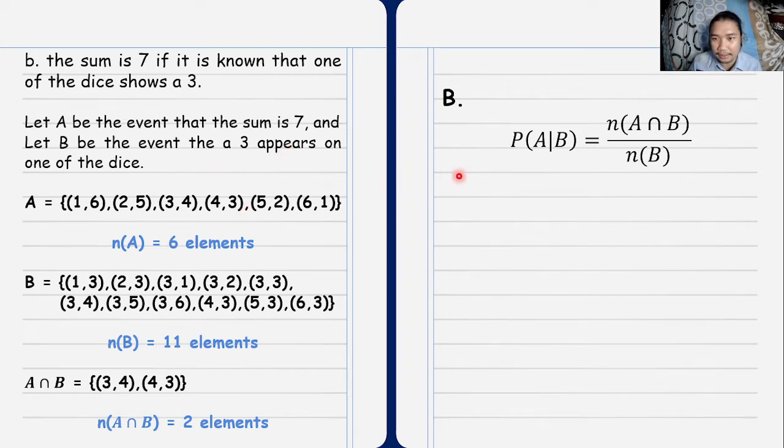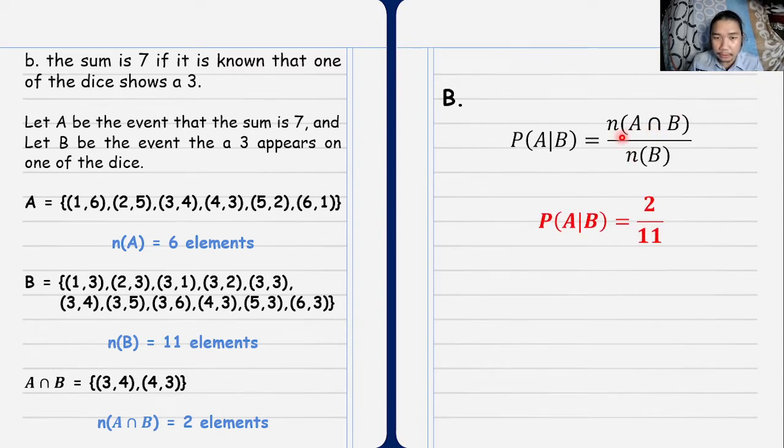of the dice. So since kailangan nating hanapin yung sum is 7, yung probability of sum is 7. So ito siya, event A siya. So kailangan nating hanapin si event A. So ngayon may value na tayo dito. Same process lang.